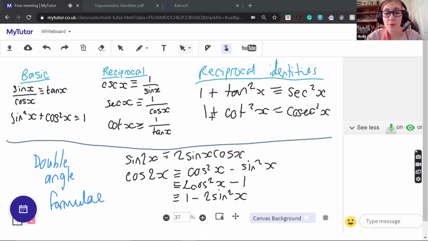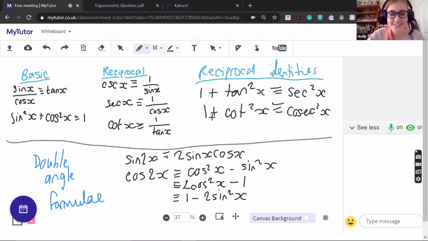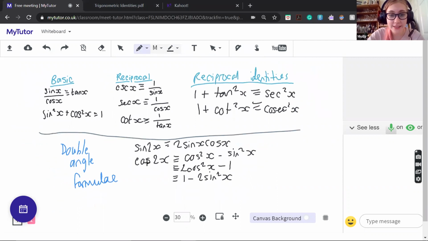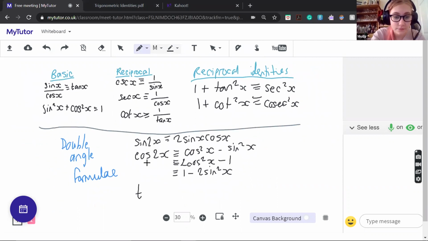Someone said, can you go a bit slower? I'm just going to write the last one down, and then I will slow down when I go through the examples. This bit is going to be horrible, and you're not going to understand until we start applying them. And then it will be much nicer, promise. Final one is just for tan 2x. And tan 2x is equivalent to 2 tan x over 1 minus tan squared x.